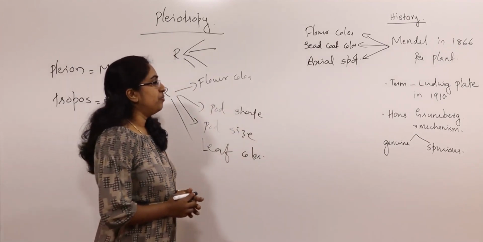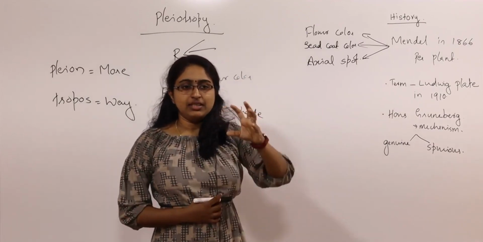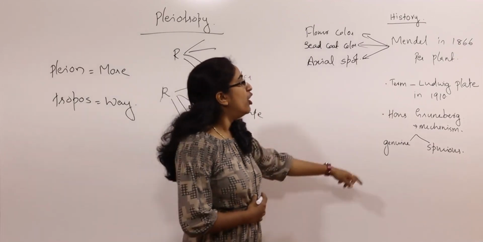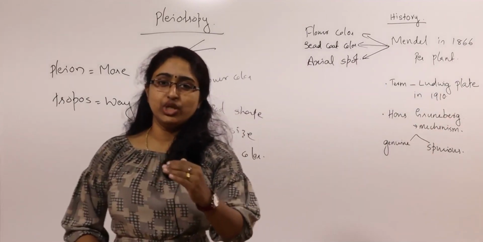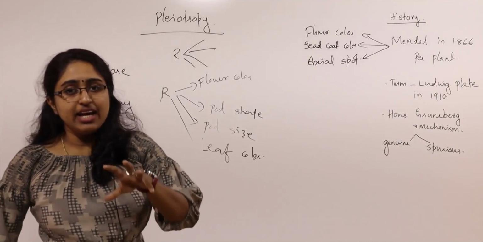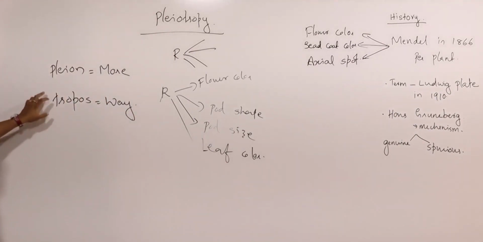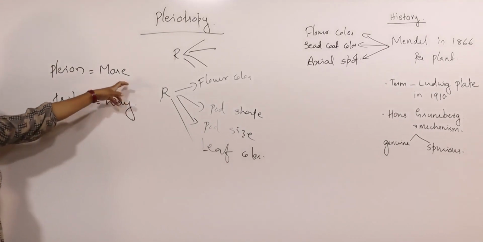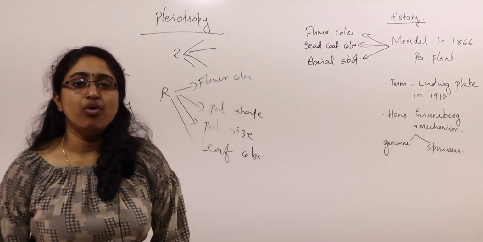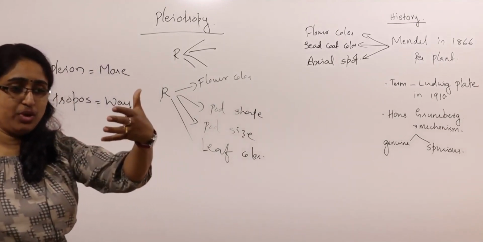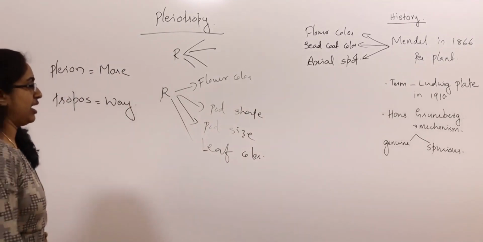In 1910, the term pleiotropy for this interaction was given by Ludwig Plate. He chose that term from two words, pleon and tropos. Pleon means more, and tropos means way. More ways: a single gene has more ways to control different traits. That is the meaning behind this.